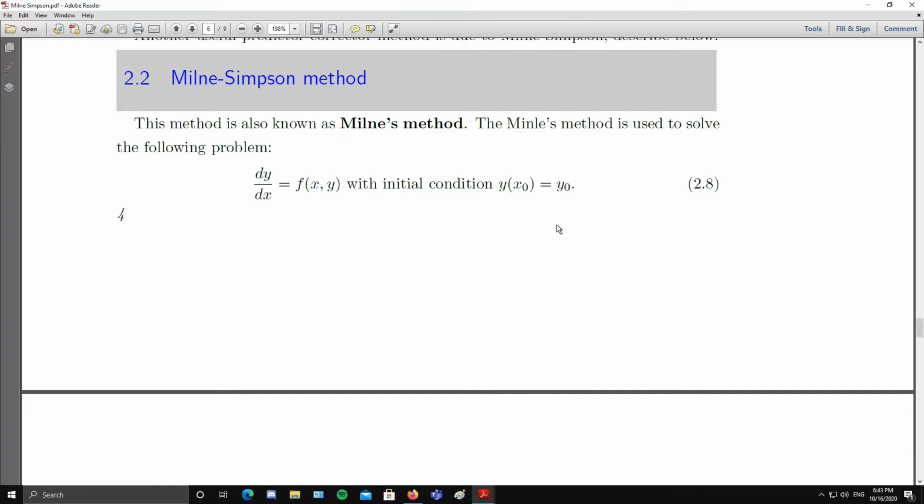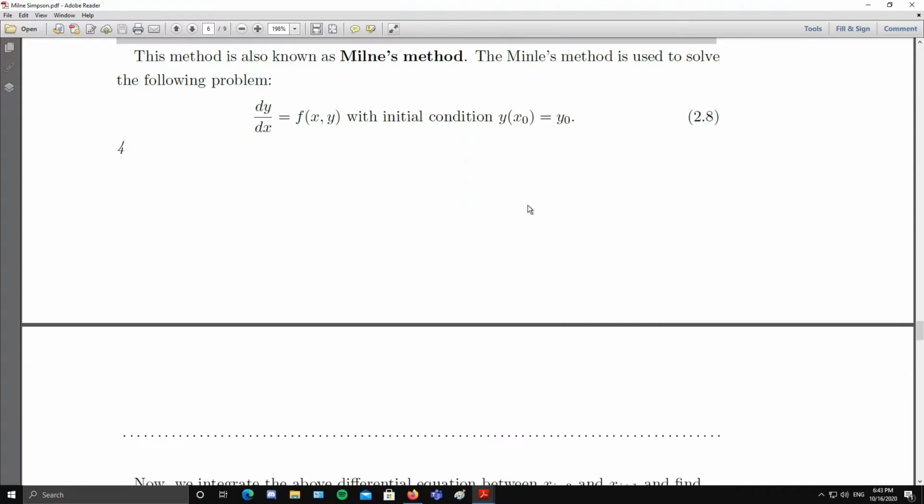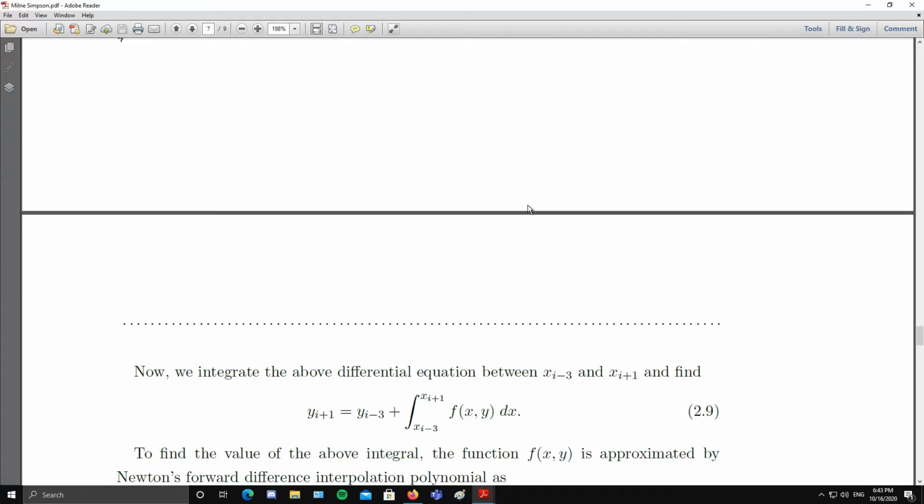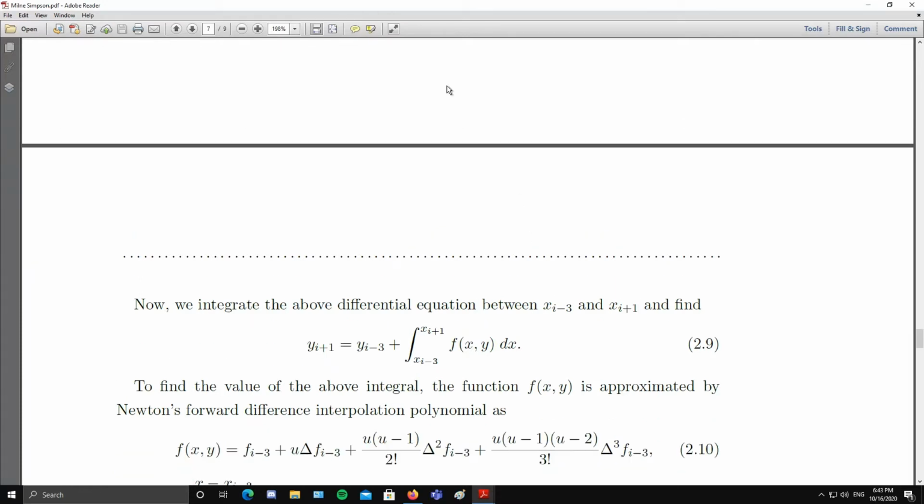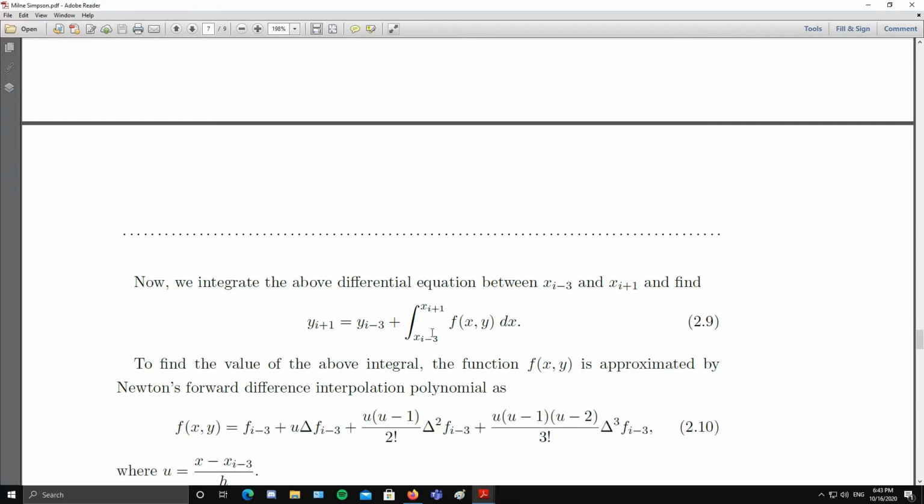First I will discuss Milne's method of solving a first order differential equation with an initial condition. Consider dy by dx equals f of x, y, with the initial condition y of x naught equals y naught. Integrating both sides between x(i-3) and x(i+1), we have y(i+1) equals y(i-3) plus the integral from x(i-3) to x(i+1) of f of x, y dx.